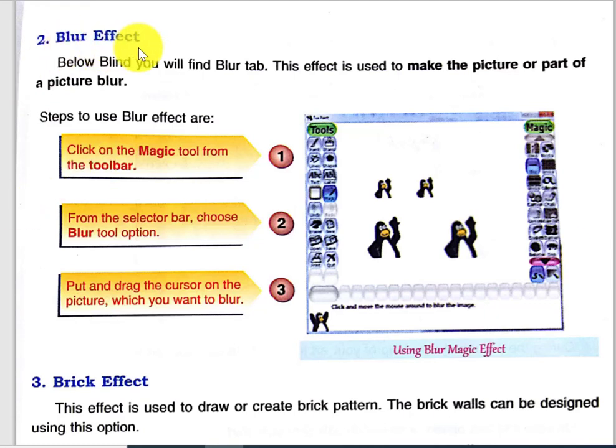The second is the blur effect. Below blind, you will find the blur tab. This effect is used to make the picture or part of a picture blur. Let's see how to do this. Steps are: click on the magic tool from the toolbar. From the selector bar, choose the blur option. Put and drag the cursor on the picture. Just put it on the picture, and there will be a blur effect.